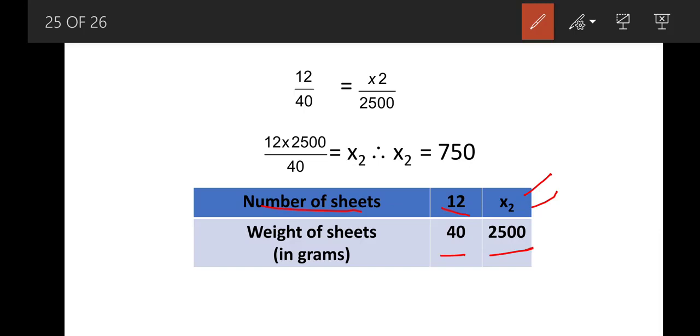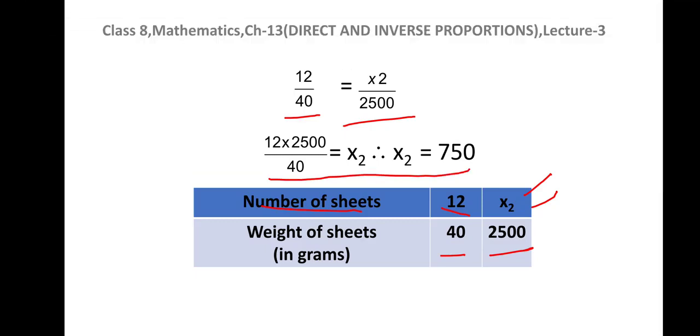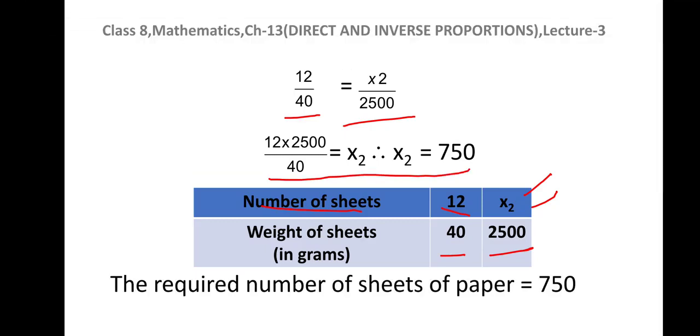into grams. It was given to you in kilograms, but I have converted it into grams. 2.5 kilograms you have converted into 2500 grams. So it will be 12 over 40 is equal to x2 over 2500, and after solving you will be able to get the answer as x2 will be 750. So the required number of sheets of paper is equal to 750.